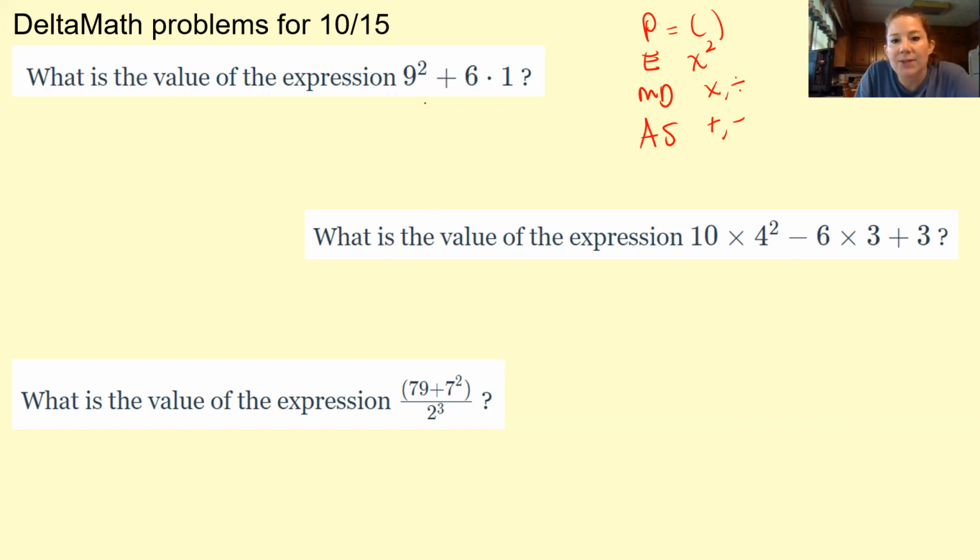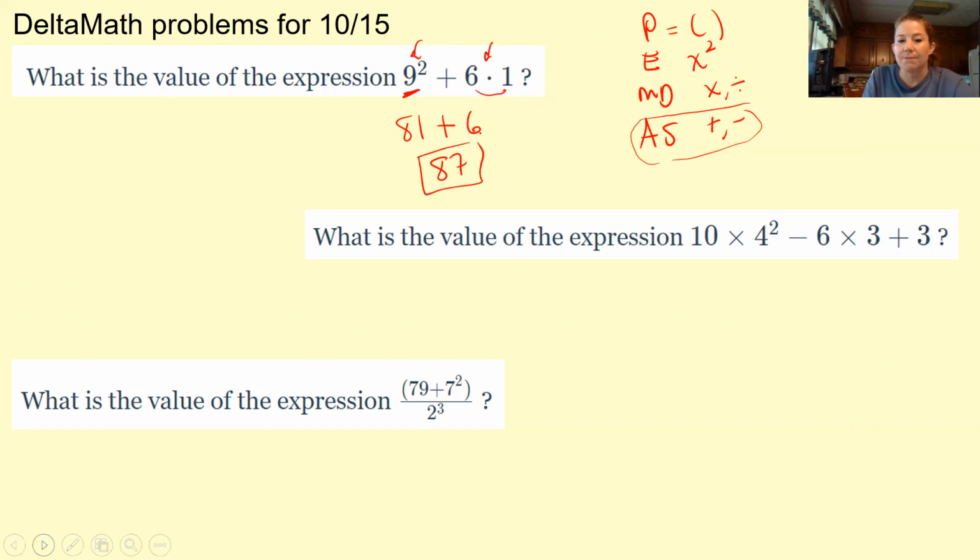Do we have parentheses? No. Do we have exponents? Absolutely. So 9 squared is 81. That means 9 times 9. Plus and minus comes last. So now we can go ahead and multiply 6 times 1. 6 times 1 is 6. So we did our exponent, we did multiplication. The last thing we're going to do is add those 2 numbers. So 81 plus 6 is 87 for the correct answer.